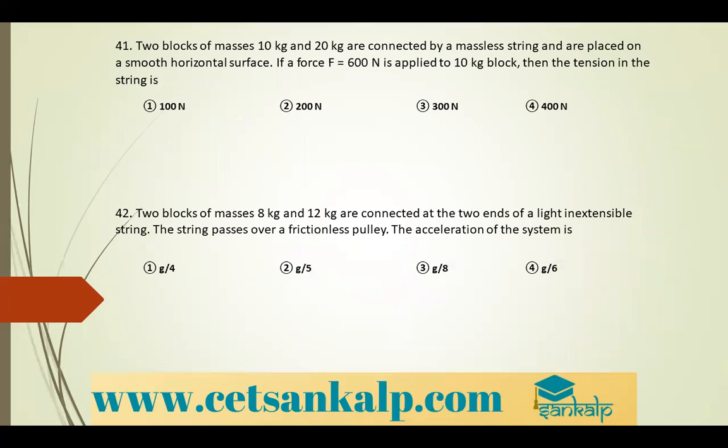Next, 2 blocks of masses 10 kg and 20 kg are connected by a massless string and are placed on a smooth horizontal surface. If a force F of 600 Newton is applied to the 10 kg block, then the force in the string is. Okay, to understand this, first we'll draw a diagram. So I'll draw the relevant diagram.